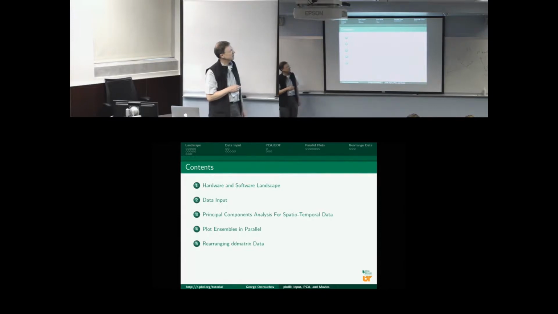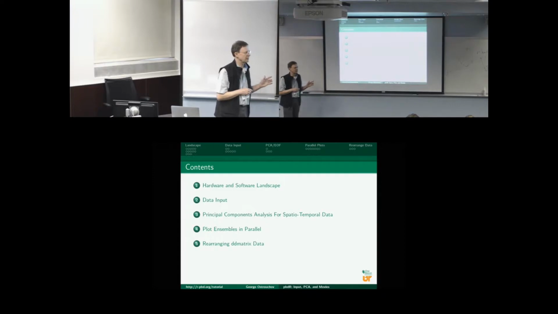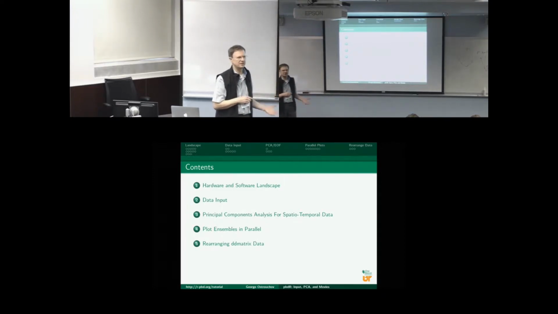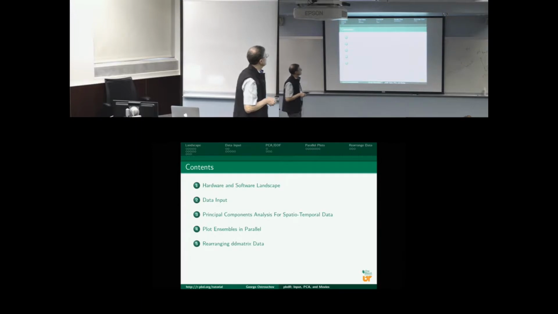So what I'll be talking about, first, there were a lot of questions about where the different pieces of parallel R fit in, so I'm going to talk a little bit about that. Then I'll say a little bit about data input. Then really the thing that I was going to talk about originally, the principal components, plot ensembles in parallel. And I don't know if I'll get to this, we'll see: rearranging data.